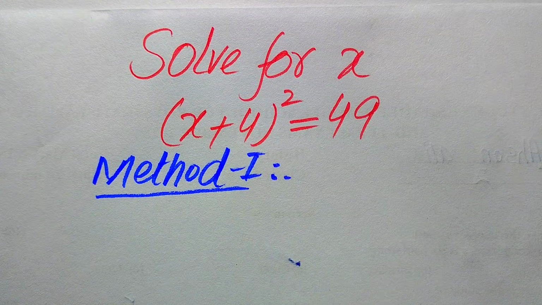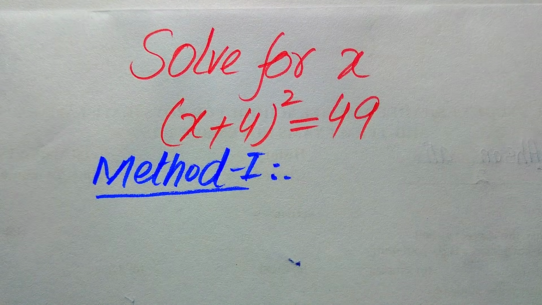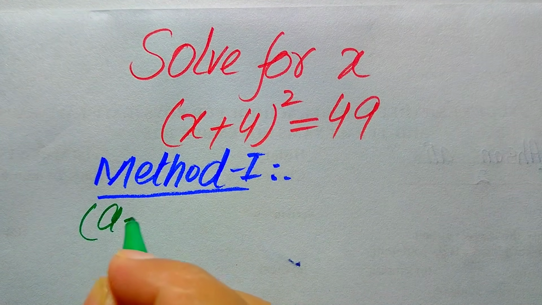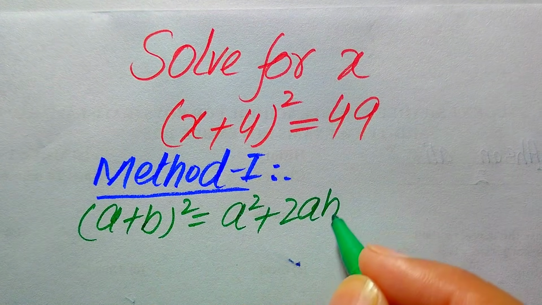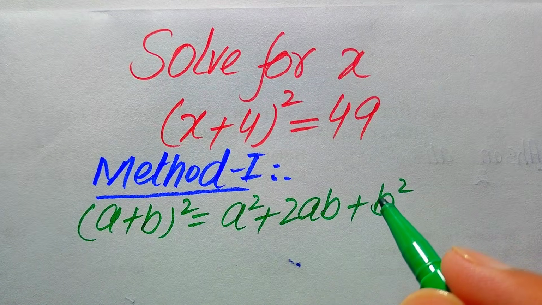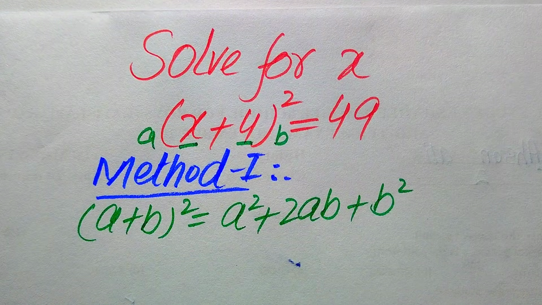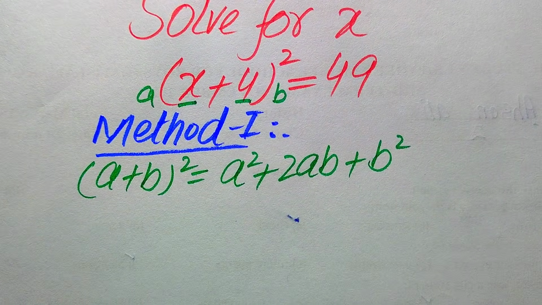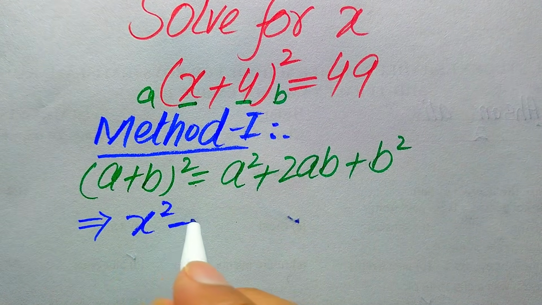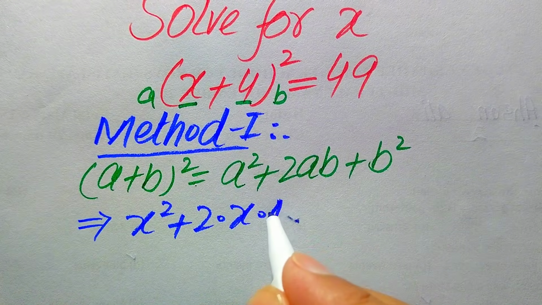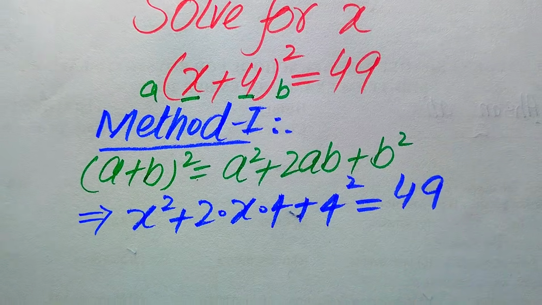And now we move towards the solution of this problem with the first method. Here we use a very nice algebraic formula on the left hand side, and you know that (a + b)² = a² + 2ab + b². You see that this term is our a and this term is our b, so we substitute the values of a and b into the formula, and we write our given equation as x² + 2 times x times 4 + 4² = 49.